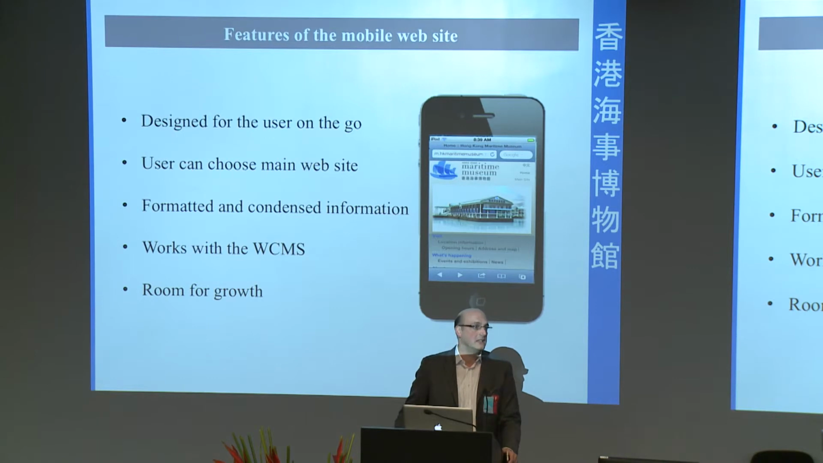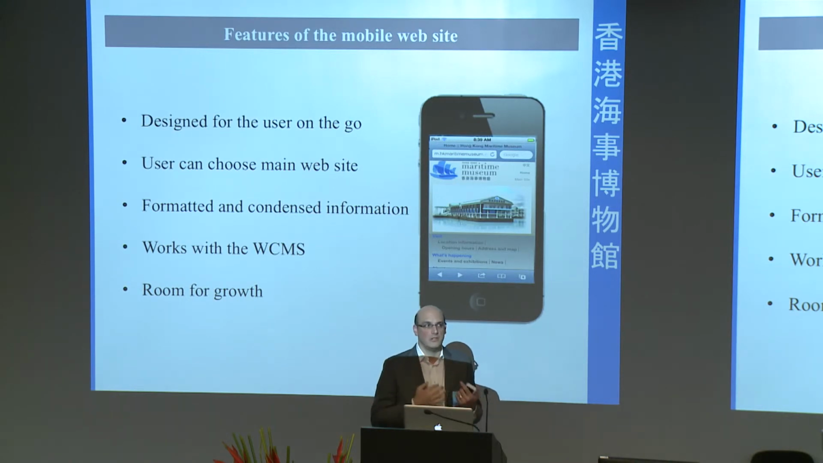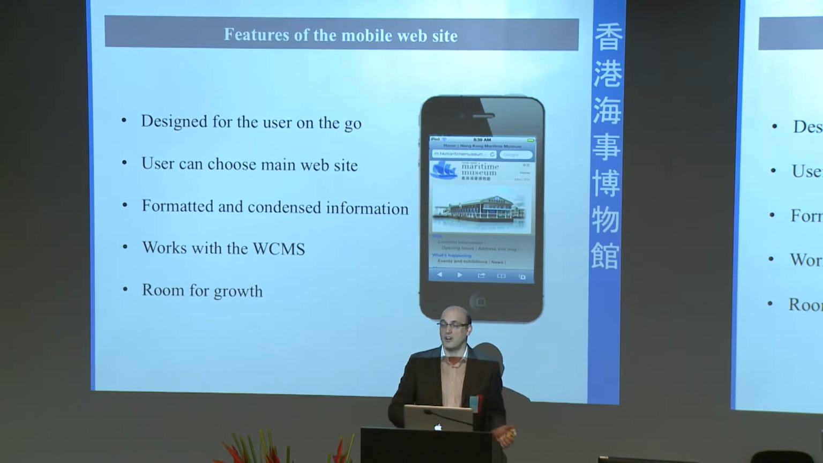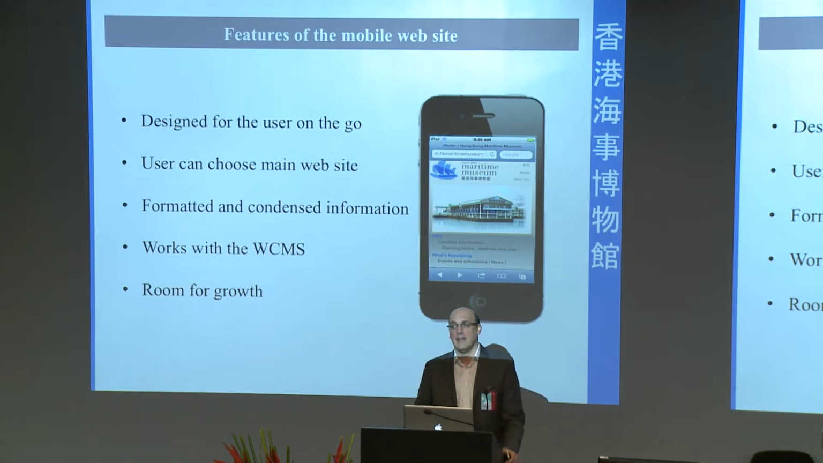Third, the information for the mobile website is specifically formatted for a small device that can be held in the hand, and it is condensed information, which means I don't choose to put everything on the main website also on the mobile website. As I mentioned before, all the content is created from the web content management system, so I don't have to create the content twice. And last but not least, I knew that someday down the road, we're going to want to do things exciting like what Linda was talking about. So the mobile website had to grow with the museum in time.